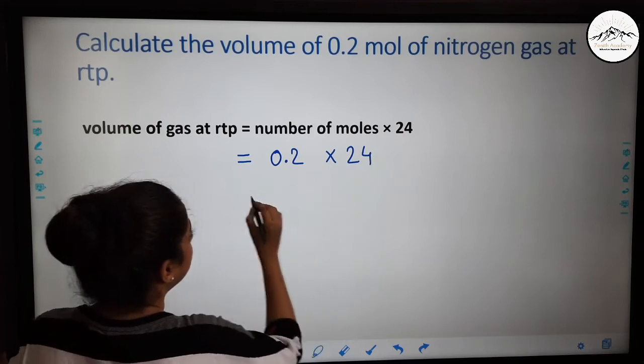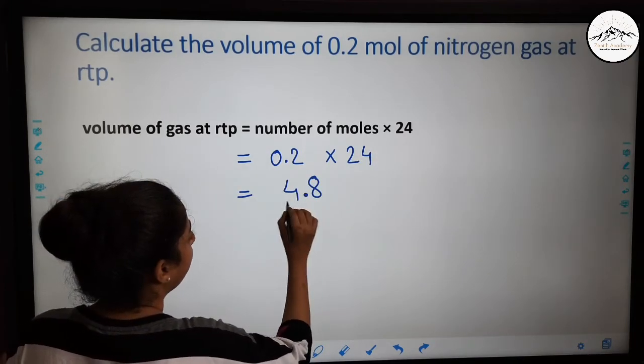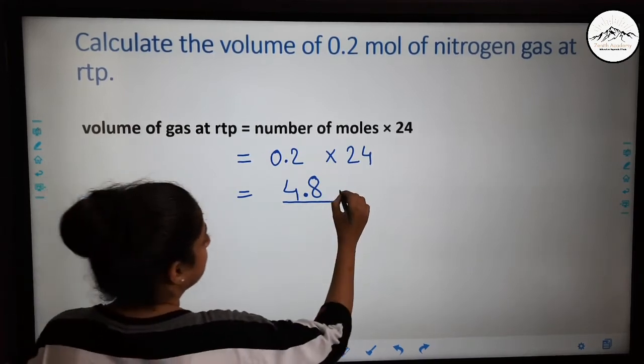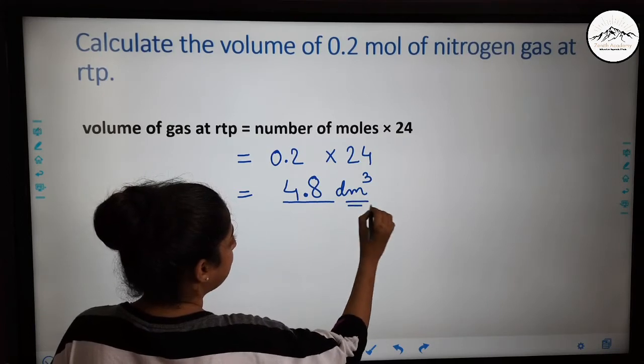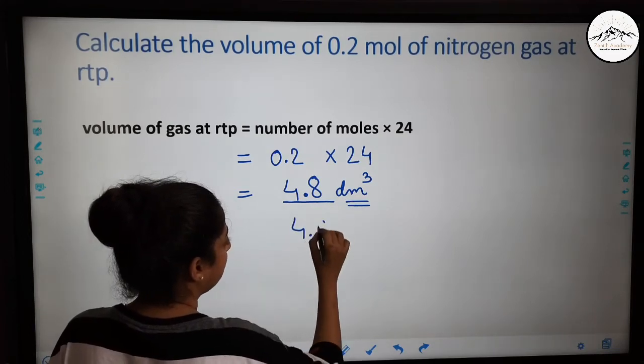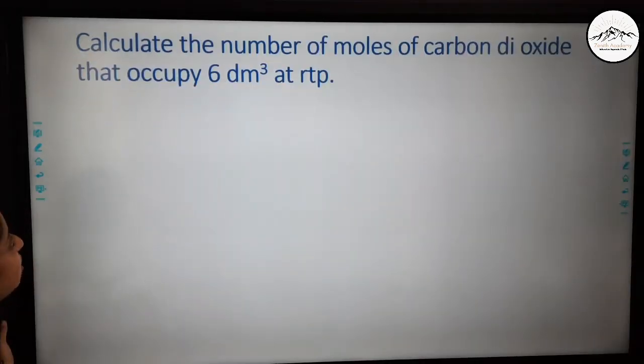So 24 into 2 is 48. So this is 4.8 decimeter cube, because volume is given in decimeter cube, or we can also write as 4.8 liter. Let us go ahead and see the next question.